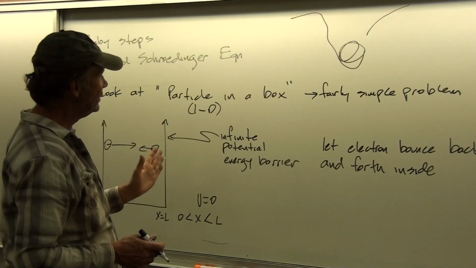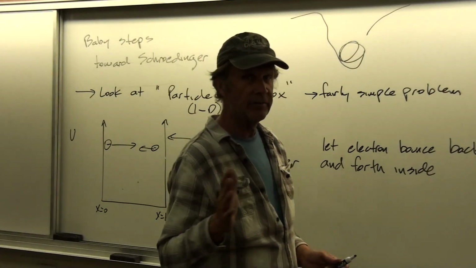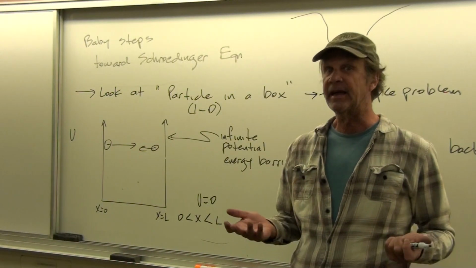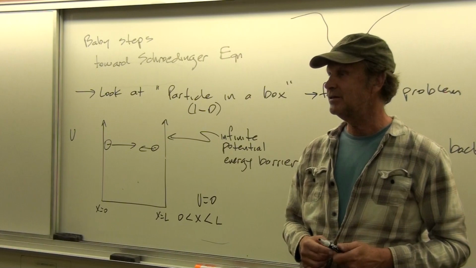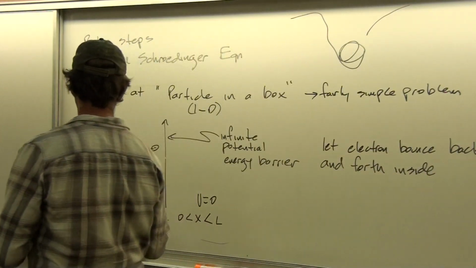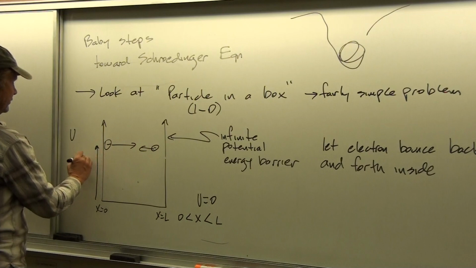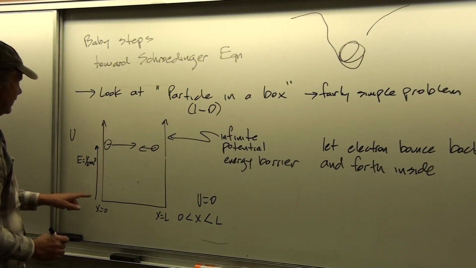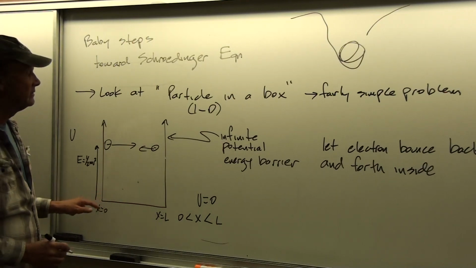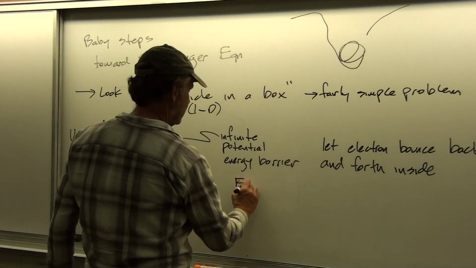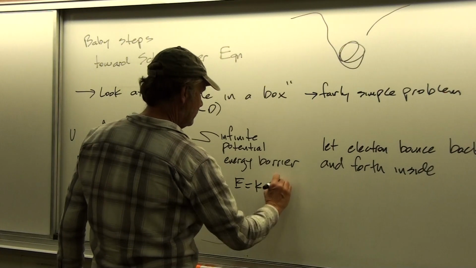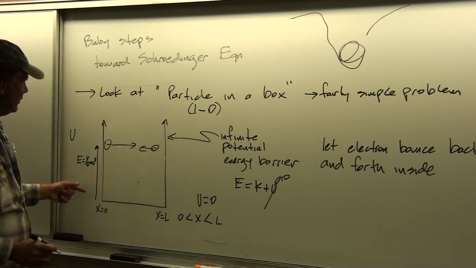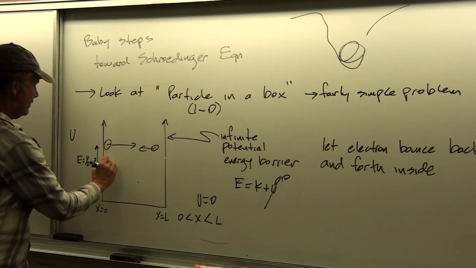Let's imagine that we've got an electron that's bouncing back and forth inside of an infinite potential energy barrier. It means it can't get out, because it would need an infinite amount of energy to do it. If the electron had a certain energy, E, that would just be equal to its kinetic energy, if it's non-relativistic, because the potential energy is 0 inside the box. E, in general, is equal to K plus U, but if U is 0, this is the only place where the electron can exist, then the total energy is just equal to the kinetic energy.